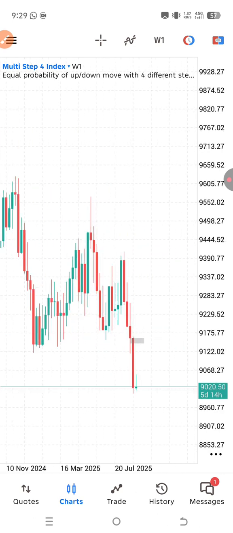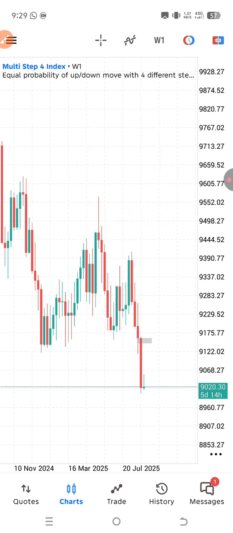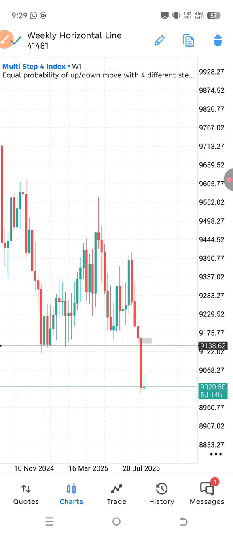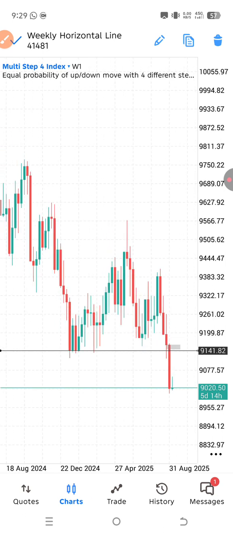currently this was the lowest. Today is 8th September 2025. This was the lowest price it got to, where I've put in my support line, or currently a resistance line.